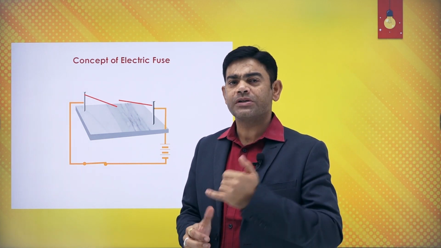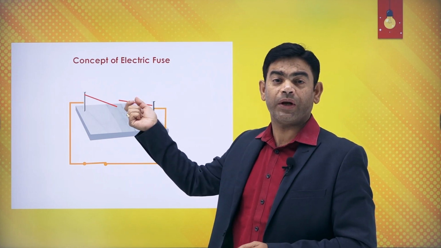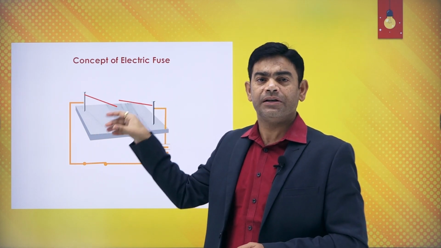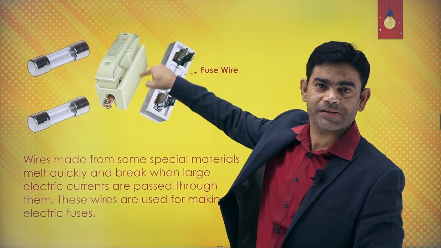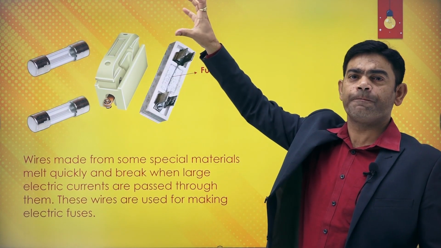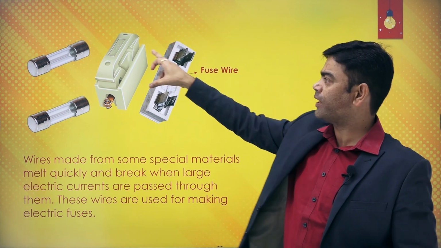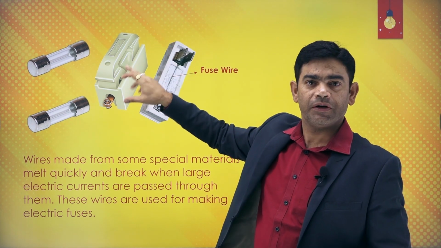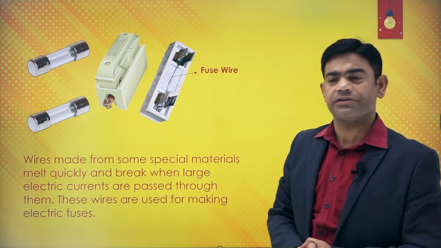Okay, how does the electric fuse work? This was the concept. When certain wire gets heated up, it breaks. So we have the electric fuse concept. You must have seen such devices on the main circuit board where the electricity supply comes to your home. At the main circuit board there is a device called an electric fuse. This fuse works on the heating effect of electric current.